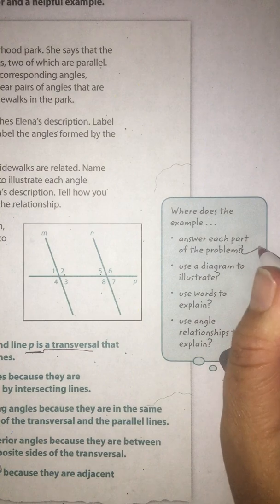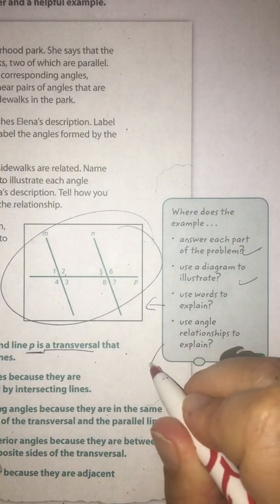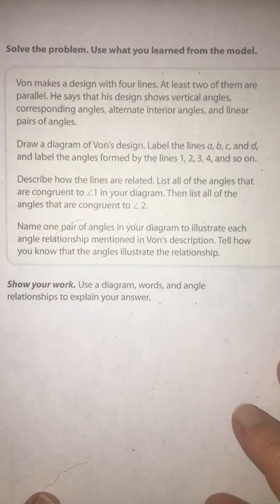It says, did you answer each part? Did you use a diagram? So we'll have to make sure we have a diagram. Did you use words to explain? Did you use angle relationships? So we have to make sure we do all of that. And it says it again, so we'll check off as we do it.